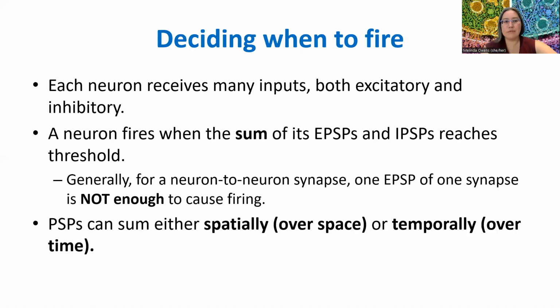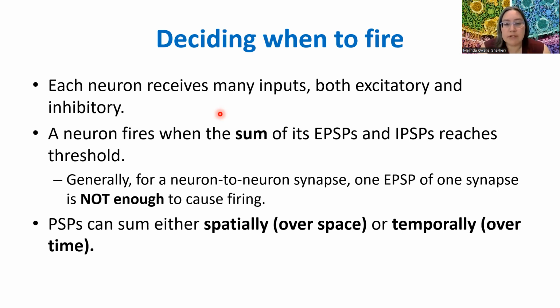All right, so each neuron receives many inputs, both excitatory and inhibitory. There are excitatory synapses and inhibitory synapses. Usually they're not on the same synapse, usually they're at separate synapses. A neuron fires, basically, when the sum of its EPSPs and IPSPs reaches threshold.